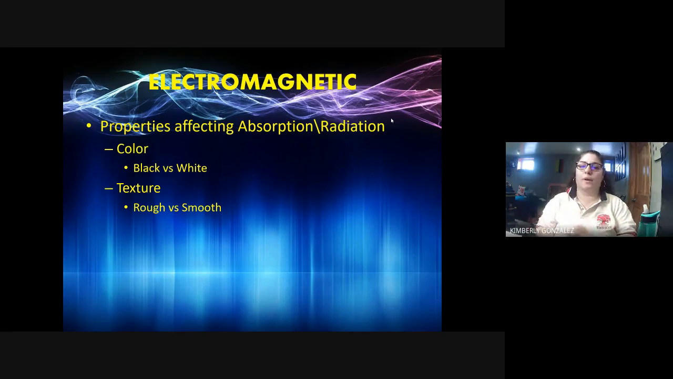You guys have heard when I've played music in there. The music on the computer is really not that loud. It's just that it bounces all over the place. The sound waves are bouncing all over the place. And this is why. Okay. If it is a dark color and it is rough, it will absorb light. It will absorb sound. It will absorb the heat better than if it is white and smooth, or a lighter color and smooth.